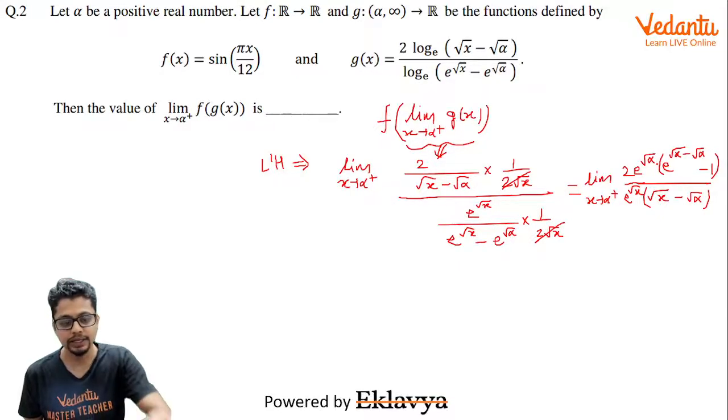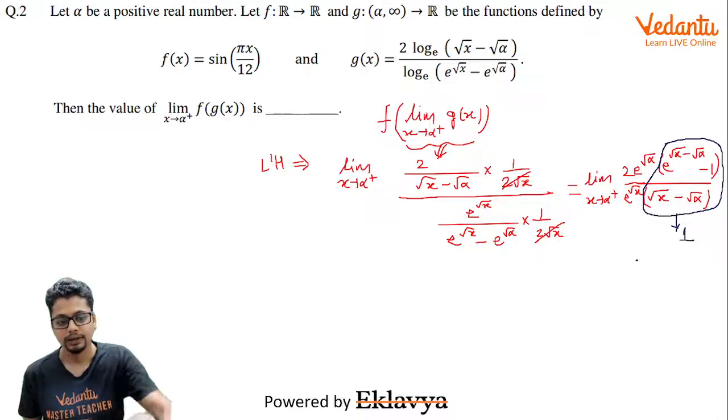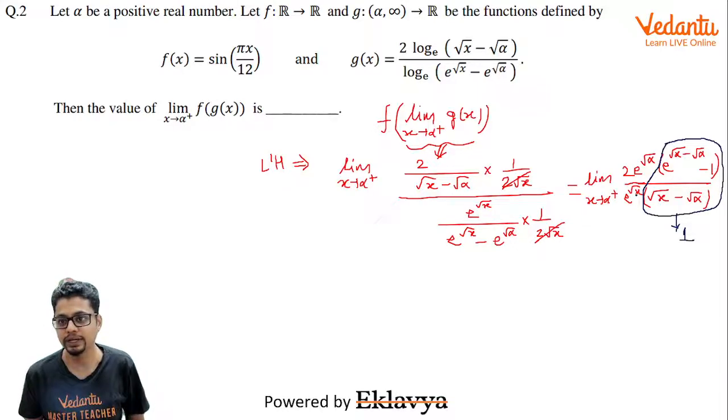Here if you see carefully, this expression, e to the power something becoming 0 minus 1, divided by the same expression which is becoming 0, in the limiting sense will go to 1, and e to the power root x will go to e to the power root alpha as x tends to alpha plus. So this and this will cancel out, and what you get is essentially 2. So the overall value is f of 2, because 2 multiplied by this whole thing, which is essentially 1, remains.